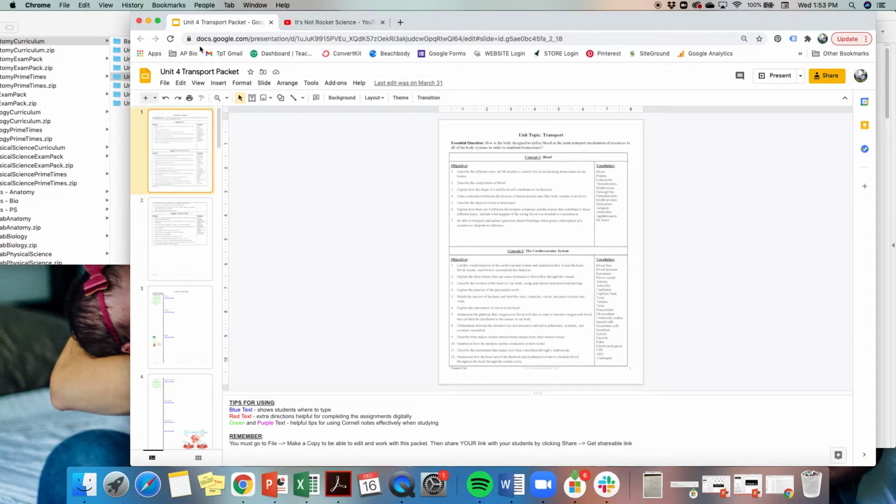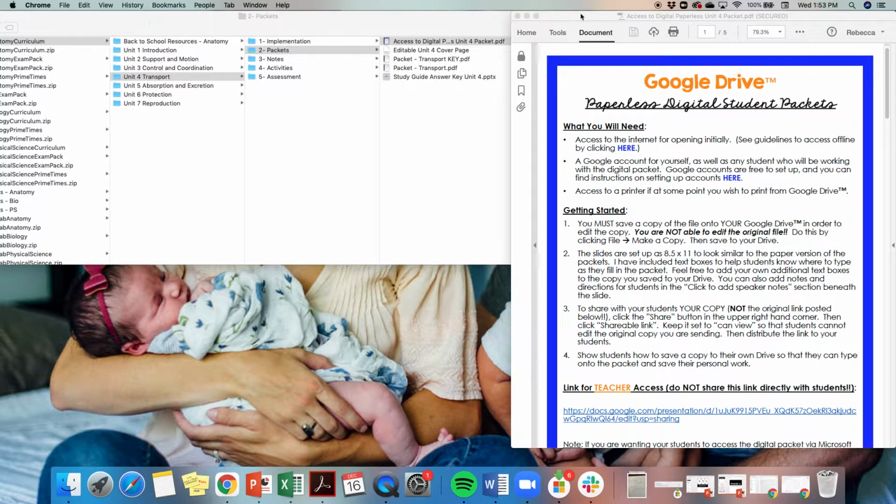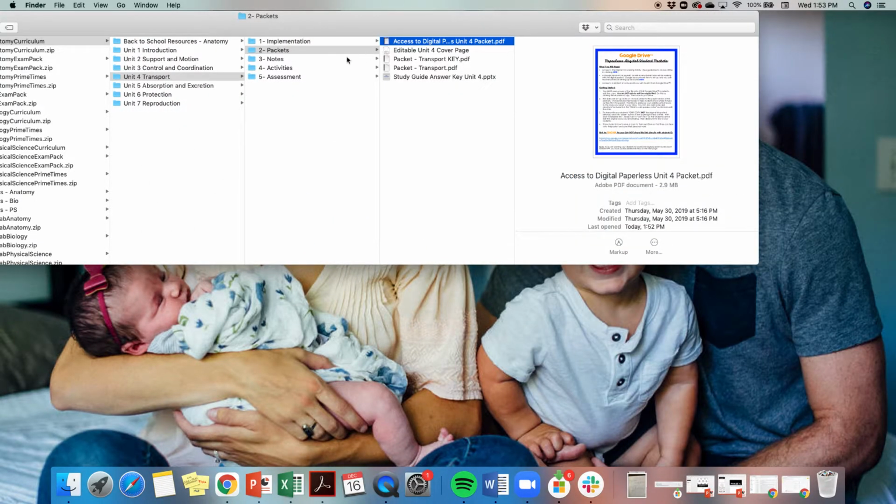When I was in the classroom, I let students pick if they wanted to use the paperless digital packet or the printed version. Majority picked the printed, but this has been especially helpful since the pandemic and virtual teaching has become a really big thing. So those are there as well.